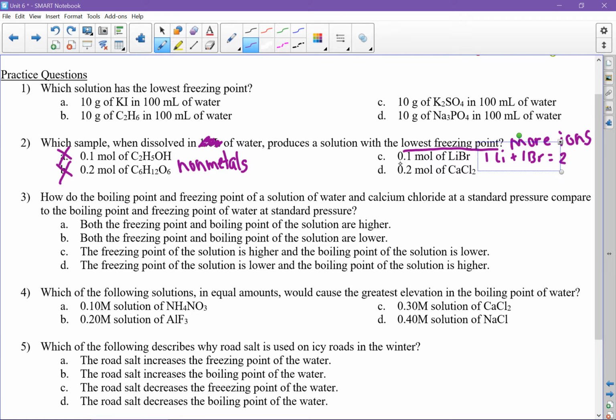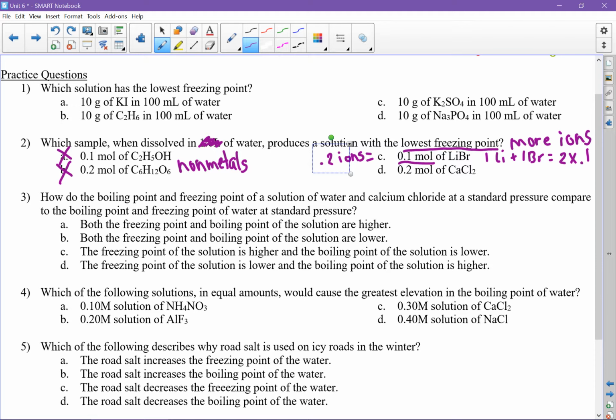But notice that it tells me how many moles I have. We're going to multiply by that. Okay, so I ran out of room. 2 times 0.1, that gives me a total of 0.2 moles of ions. Let's compare that with the number for letter D.